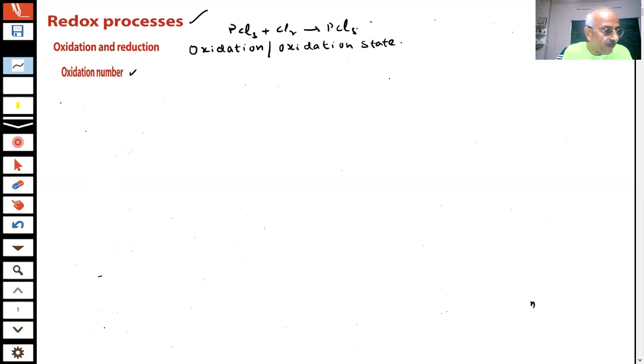And in all the compounds, we are talking of oxidation number or oxidation state. Students, I am saying we will consider that all compounds are ionic. So the first thing we are saying is that all compounds are ionic. Okay? And what will happen?